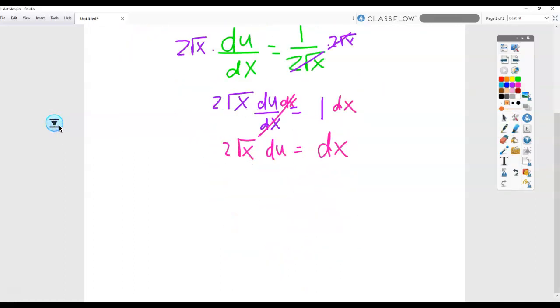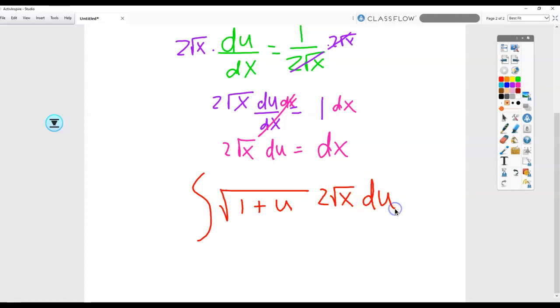So I'm going to rewrite the expression now, but with the following changes. Instead of the square root of x, I'm going to put a u there. And instead of dx, I'm going to put 2 square root x du, because we're replacing the dx with what dx equals.